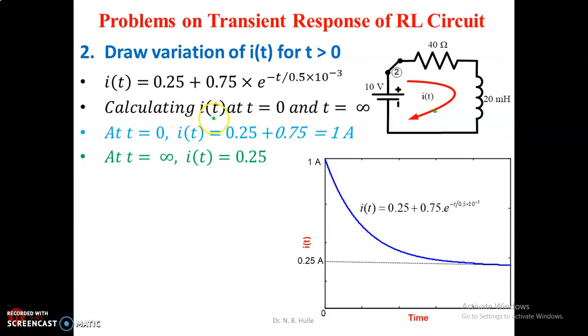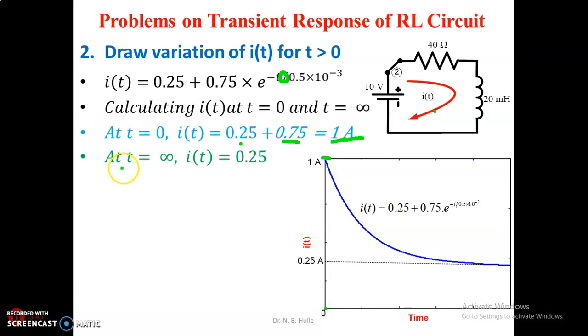Now we are calculating I of t at t is equal to 0 and t is equal to infinity, for plotting the variation of I of t for t greater than 0. At t is equal to 0, e raised to the power of 0 is 1. 1 into 0.75 is 0.75, plus 0.25. The total value is 0.25 plus 0.75, which is nothing but 1 ampere. This means at t is equal to 0, the current is 1 ampere.